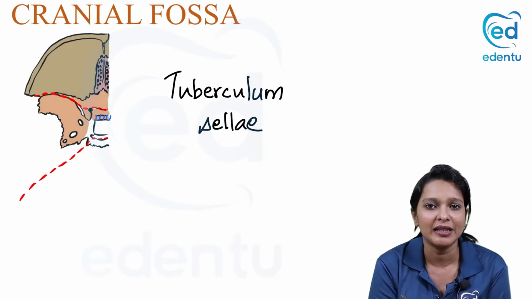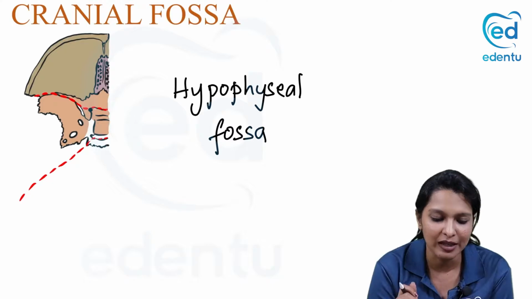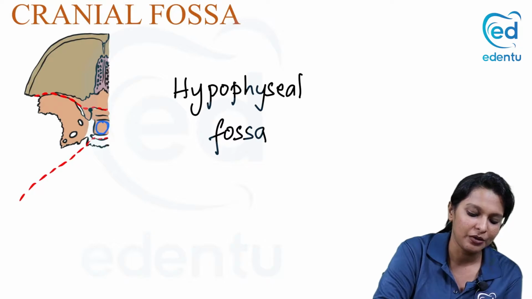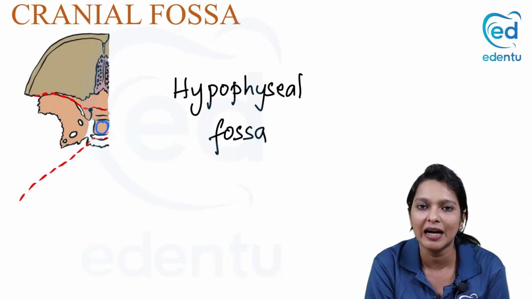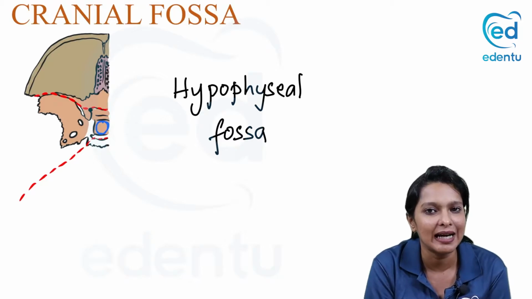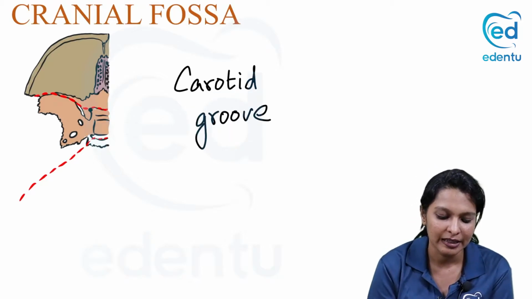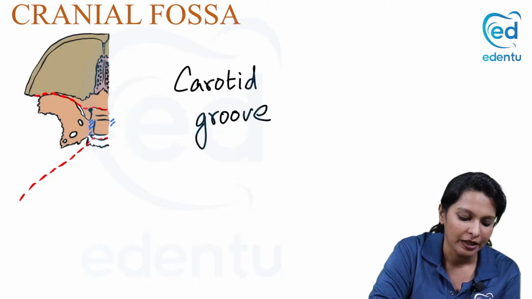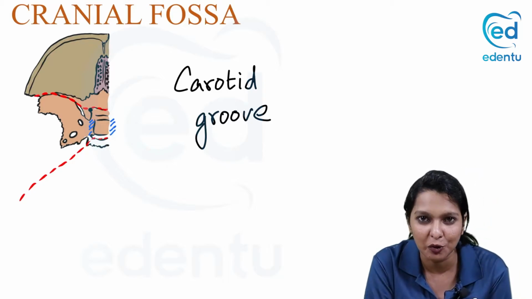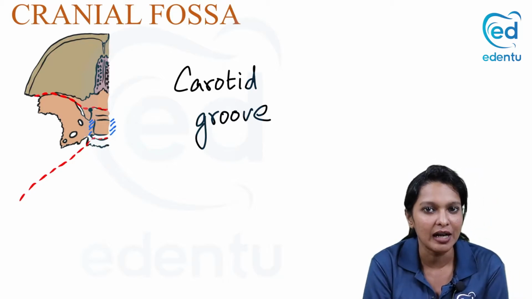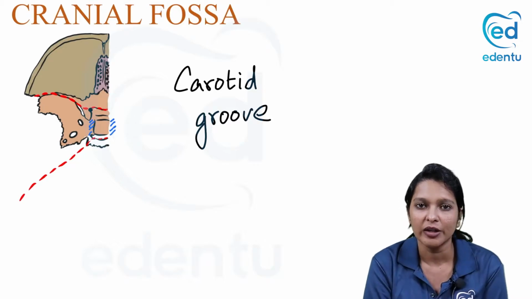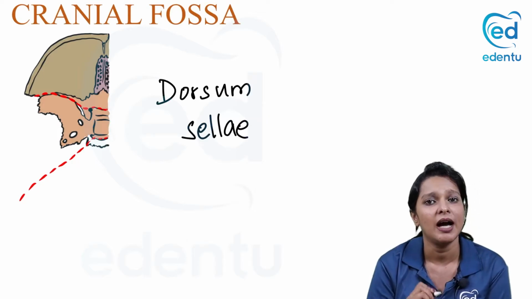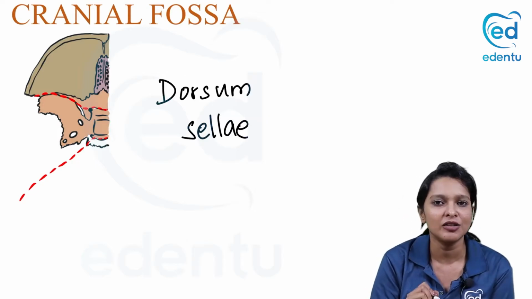Now, just behind that there is a fossa. That fossa is called as the hypophyseal fossa. This is where the pituitary gland is situated. In the hypophyseal fossa, the pituitary gland is situated. The next part is seen on either side of the hypophyseal fossa. Here on either side. That is called as the carotid groove. Remember, the internal carotid artery will be present in this groove. So that is called as the carotid groove. Now, behind the hypophyseal fossa, again there is an elevation that is called as dorsum sellae.